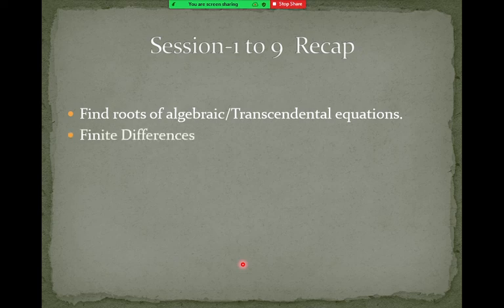Then we started finite differences. In finite differences, mainly we learned about the operators and the relation between the operators, like forward, backward, and shift operators. Then we saw how to get the difference of a factorial polynomial. First, we converted the given polynomial into factorial form, and then we take the differences like a derivative. And lastly, in the last 2-3 sessions, we completed interpolation.